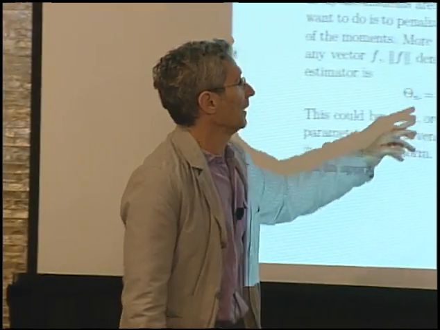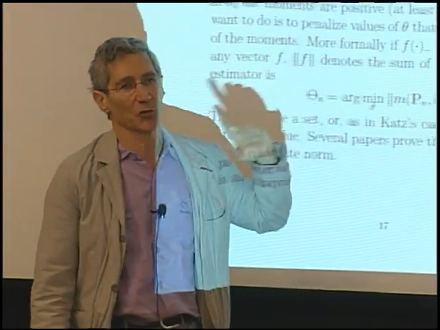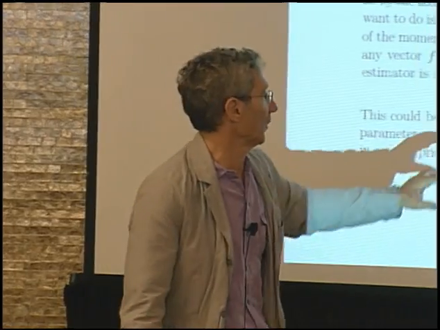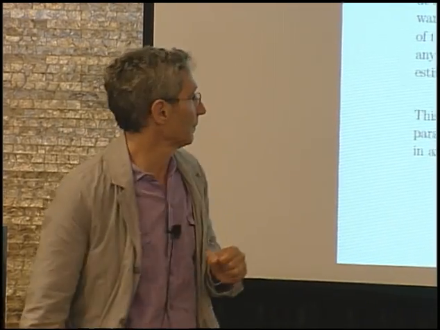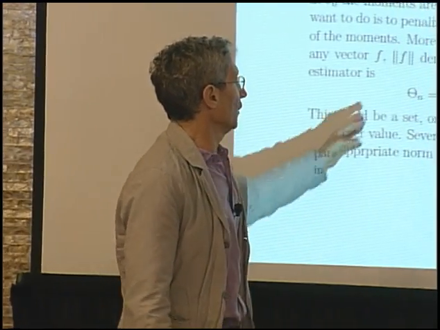Okay. And then I find the values that minimize the sum of squares of the negative part of the moments. This is just the sum of squares, the standard Euclidean norm. So I'm going to find the value that minimizes the negative part of the moments. Everybody with me? Okay.